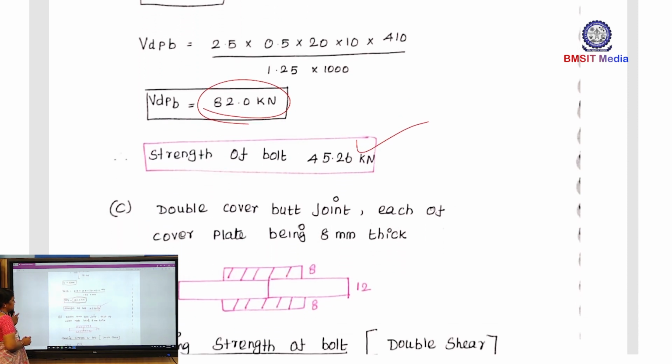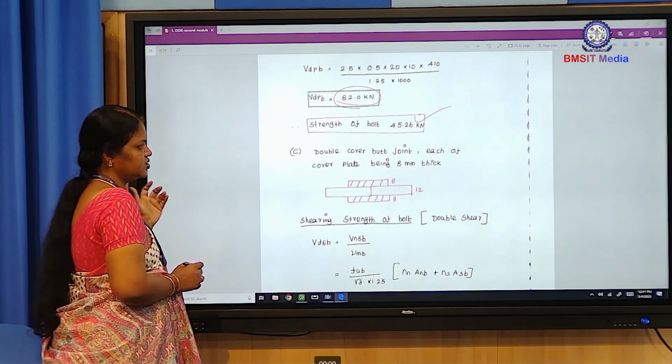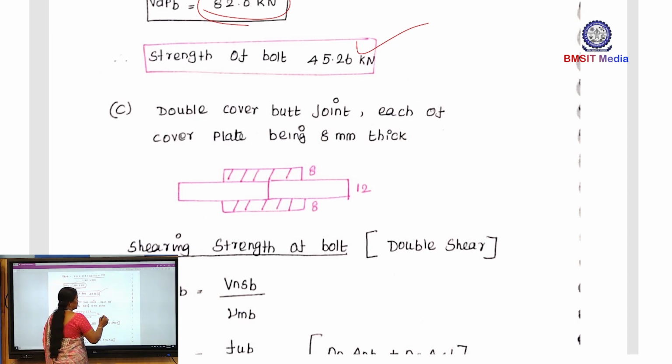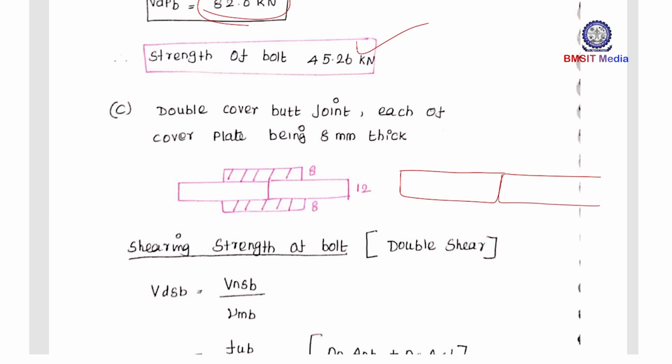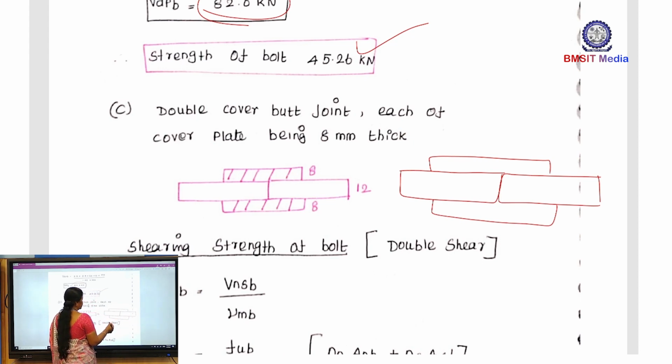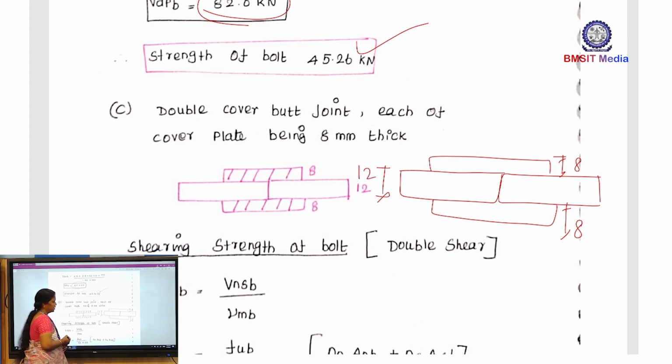What is the third case? Double cover butt joint, each cover plate being 8 mm thick. So, place the main plate like this, and place the cover plate on the top as well as the bottom, because this is double cover: this is one cover and this is the second cover. The cover plate thickness is given as 8 mm and 8 mm. The main plate is also given in the question, that is 12 mm. So, this is the cover plate.